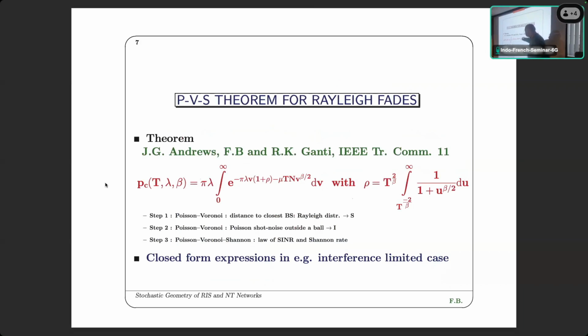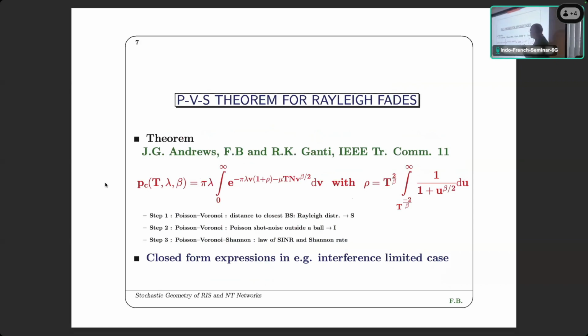If beta is different for the path loss, you take something different from 4. You get something which is a bit more integral, an integral form. Lambda is the intensity of base stations, rho is this guy, mu is the power, t is the threshold. Okay, you get a closed form expression or integral form for the chance to be covered. And we'll show the ingredients in a few words.